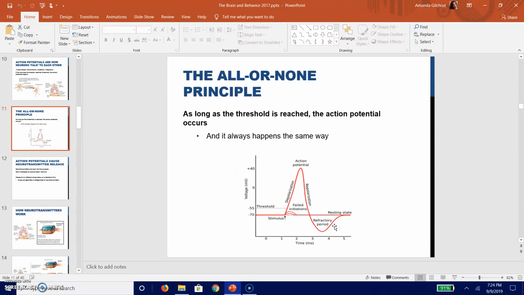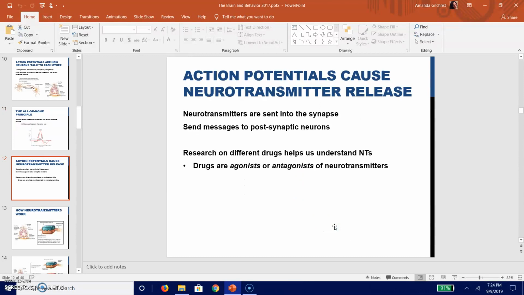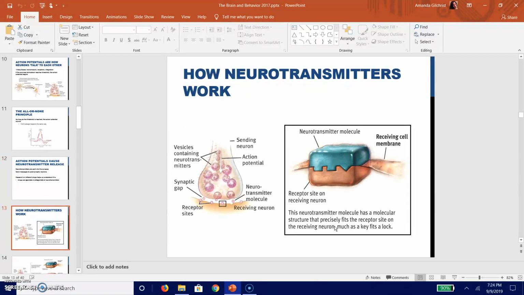And that might be a quiz question, just saying. So these are going to send messages to postsynaptic neurons. Now, the message that is sent depends on the type of receptor that that particular neuron has. Interestingly enough, there is research on different types of drugs that actually help us understand a lot about how neurotransmitters work. And as you're about to discover, drugs are either going to be what is called an agonist or an antagonist of the neurotransmitters.